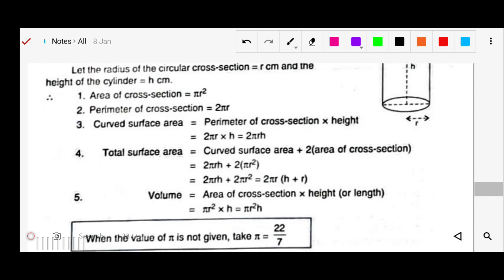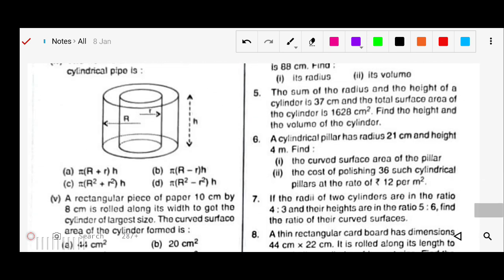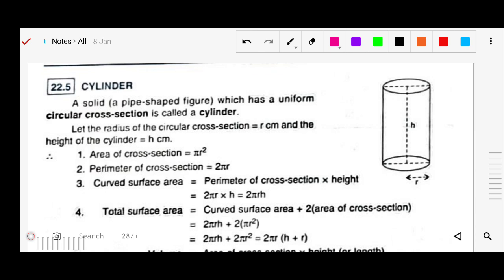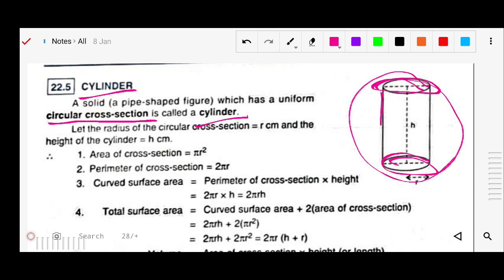After this, the next topic is the cylinder. A cylinder is a solid, pipe-shaped figure which has a uniform circular cross section. This is the shape of a cylinder. As you can see, there are 2 circles and 1 rectangle. When we combine 1 rectangle and 2 circles, we get a cylinder.